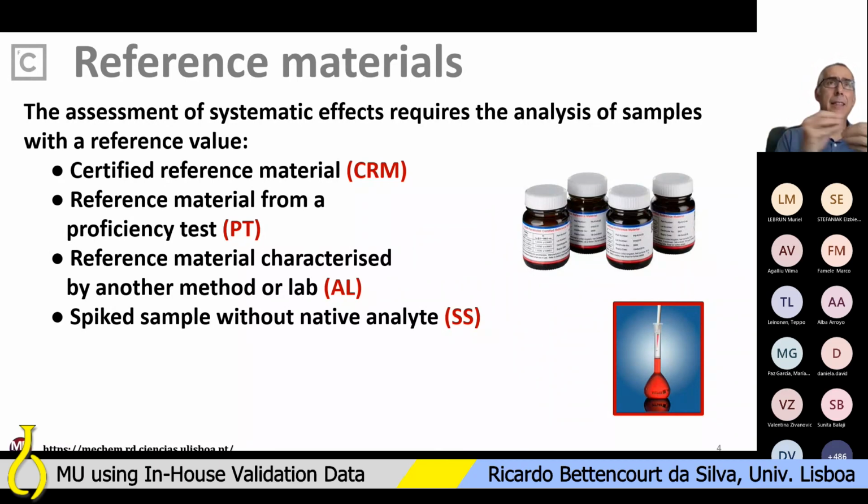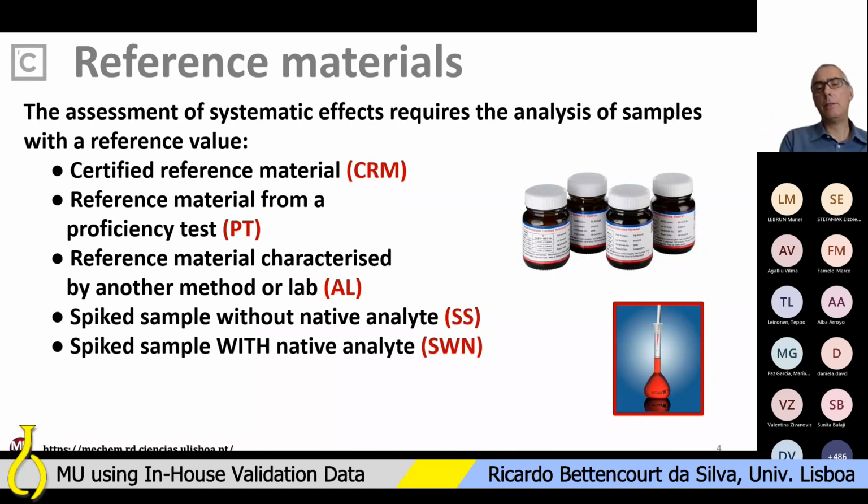And you also have spiked samples. And regarding spiked samples, we have two different types: spiked samples without native analyte, and spiked samples with native analyte, that are already contaminated with analyte. And these spiked samples with native analyte are different from all the other reference materials. All the other ones we can manage in an equivalent way regarding uncertainty evaluation, but spiked samples with native analyte are different from the previous ones, because we have to estimate the native analyte concentration, of course.